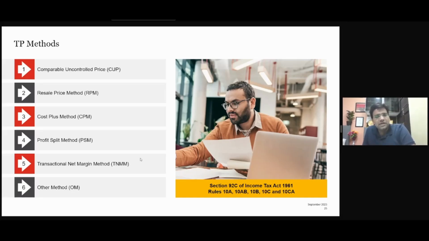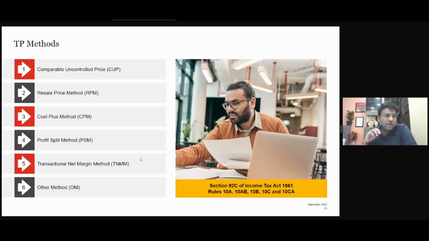Next comes the transactional net margin method. This is the method which is used very commonly, TNMM we usually call it. So at a transaction level, we arrive at a margin. What margin under arm's length basis you should earn, and on that margin we apply the method, whether it should be cost plus or what method.